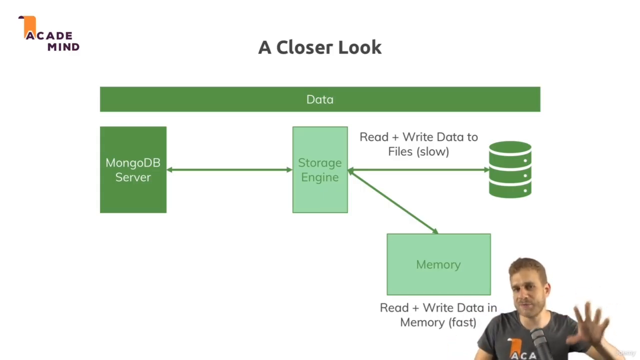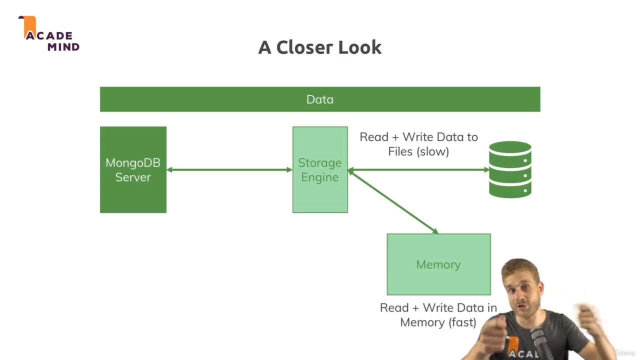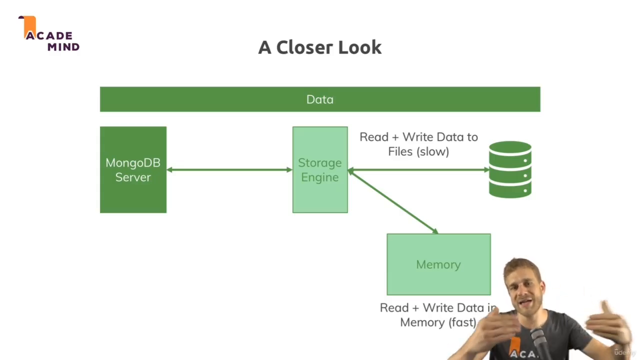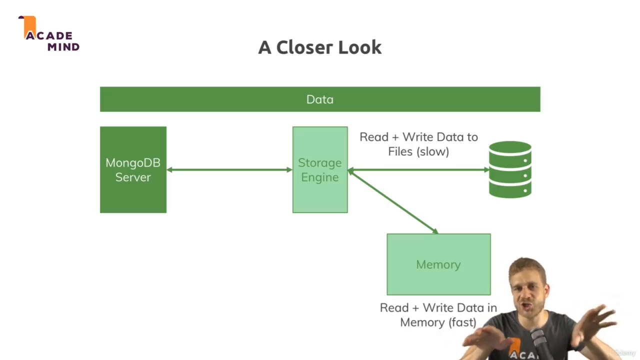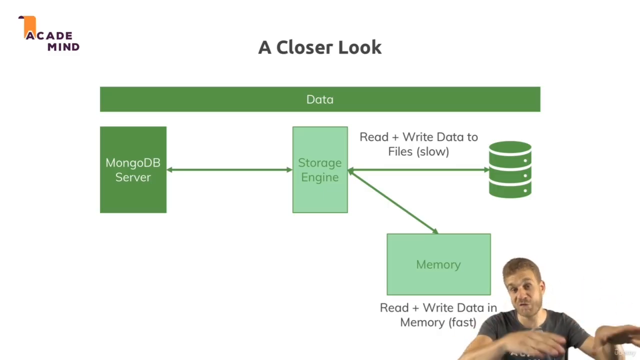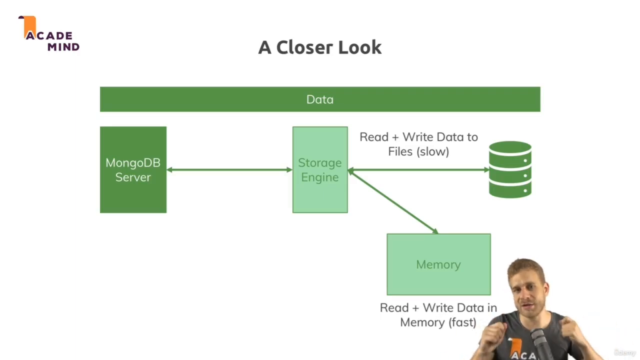And I will dive a little deeper into that later in the course, but in general you need to be aware that you always talk to the MongoDB server, and behind that server, the server talks to the storage engine, which manages your data and stores it in files in the end, but also in memory in between, so that you can work with the data in a very fast way. So this is how the MongoDB server works behind the scenes, you could say.